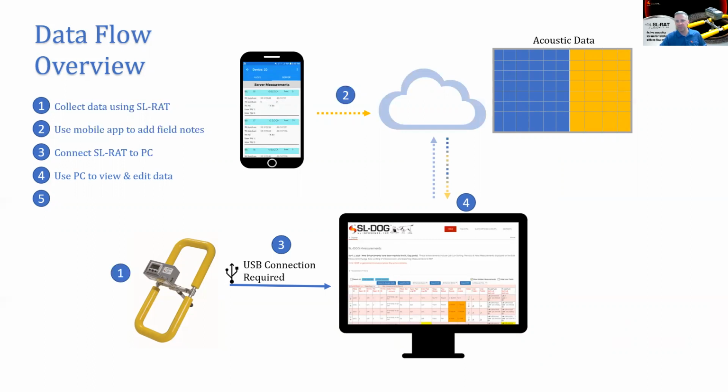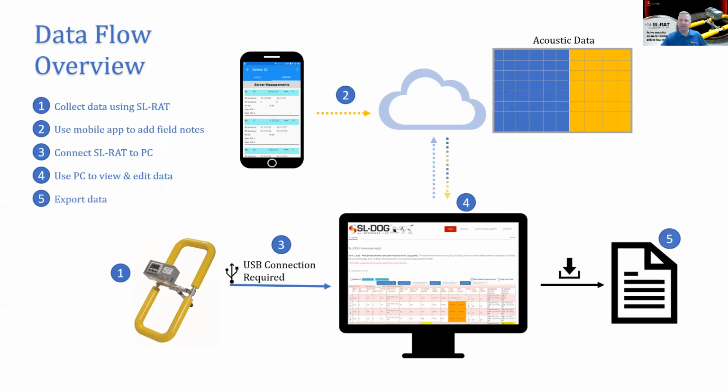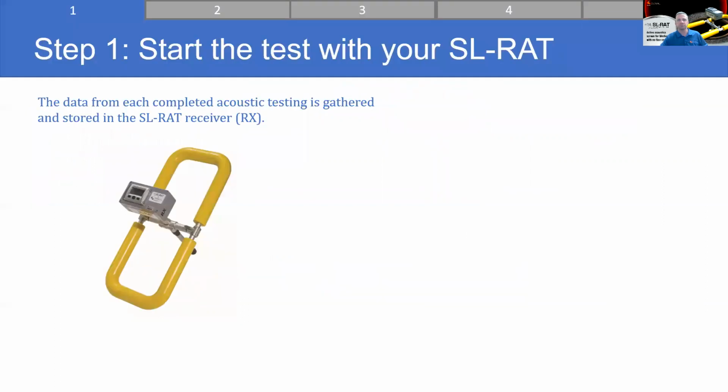You do this by going to www.sl-dog.com. Once you are in your portal, you can review the data, quality check it, and edit or enhance it as needed. Finally, once you have the data cleaned up and QC'd, you can export in a variety of formats such as CSV, Google Earth, Shape, or PDF.